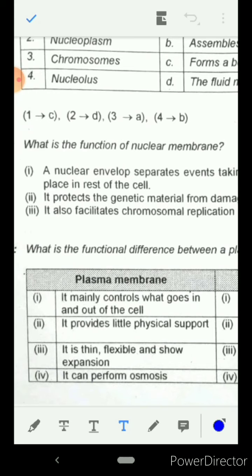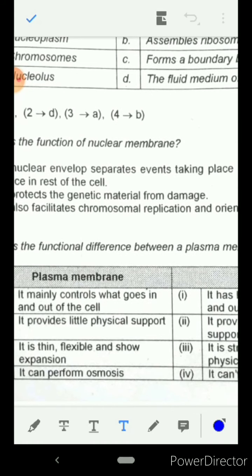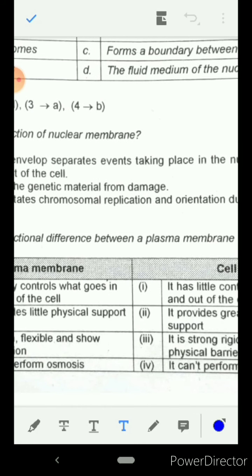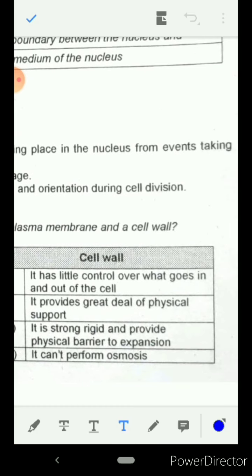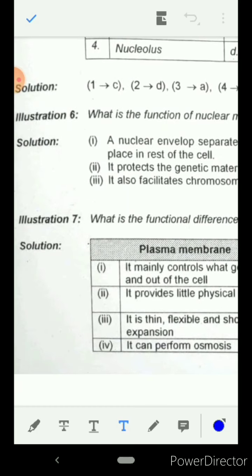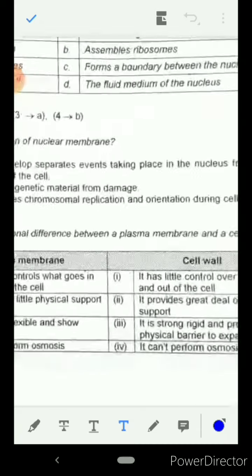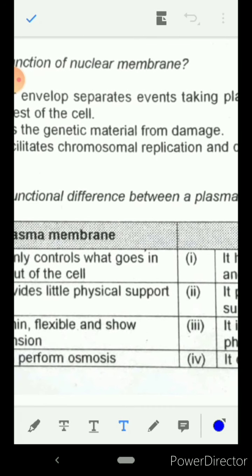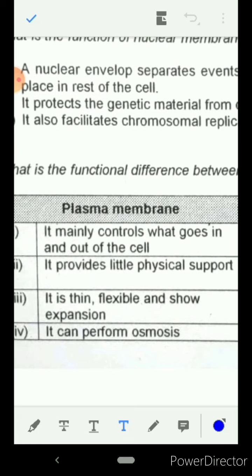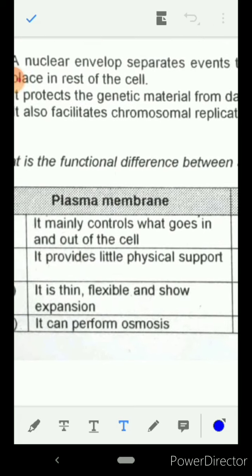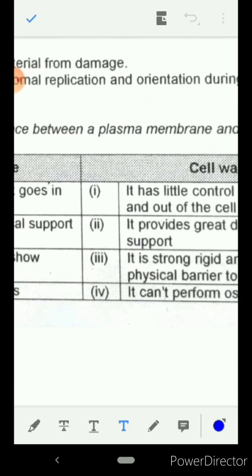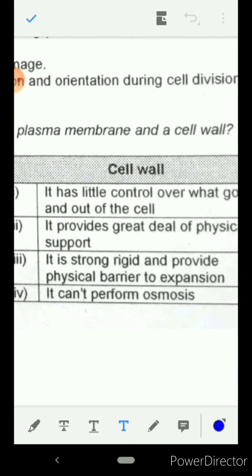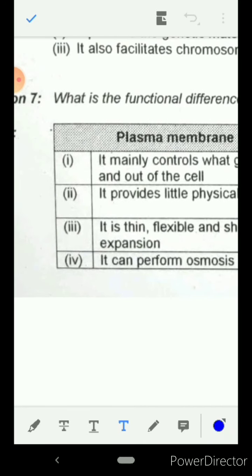What is the function of nuclear membrane? The nuclear envelope separates events taking place in the nucleus from events taking place in the rest of the cell. Second, it protects the genetic material from damage. And number third, it also facilitates chromosomal replication and orientation during cell division.